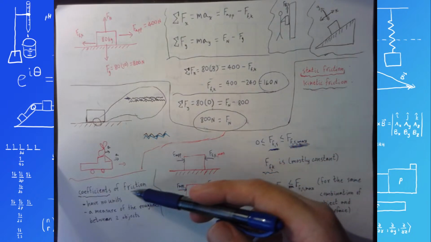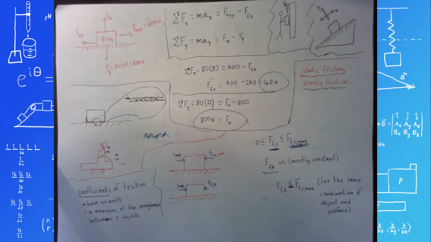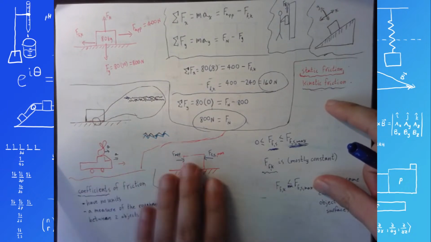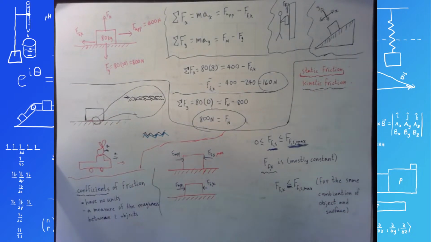So the greater the roughness, the higher the coefficient of friction. Carpets will have a higher coefficient of friction compared to the ceramic tiles, which themselves would have a higher coefficient of friction compared to ice. Ice, I would expect to have a very, very low coefficient of friction.